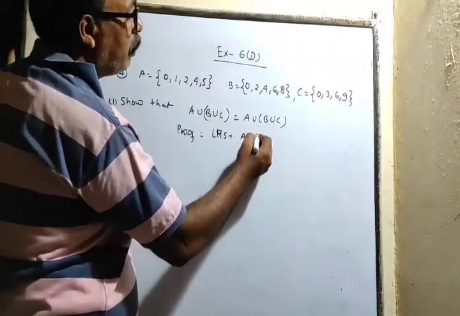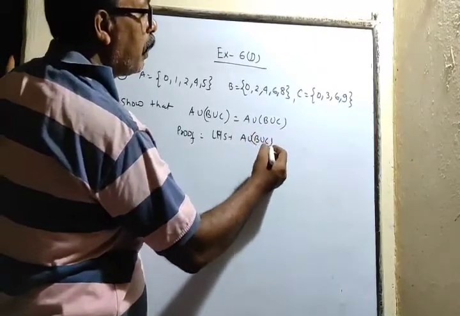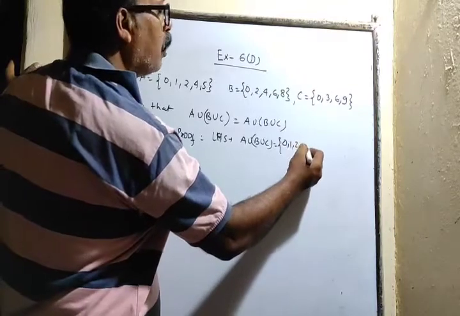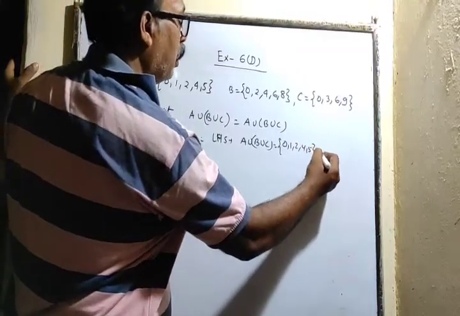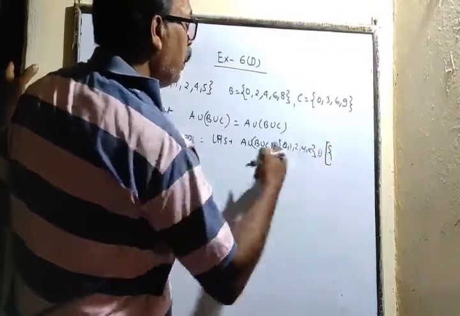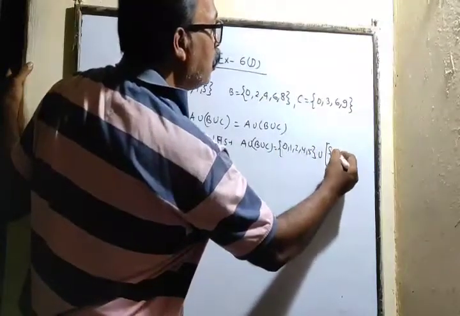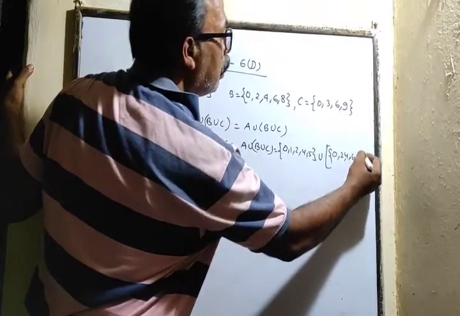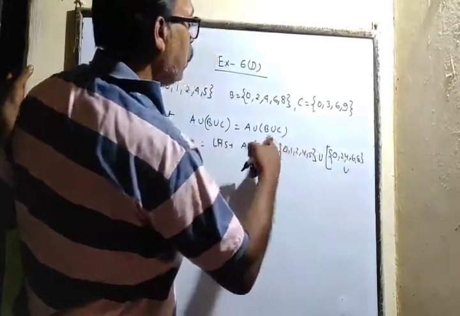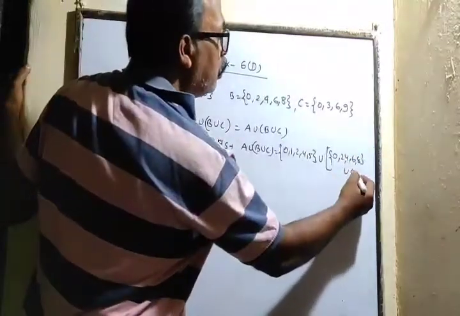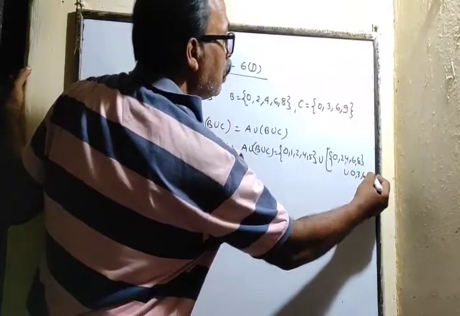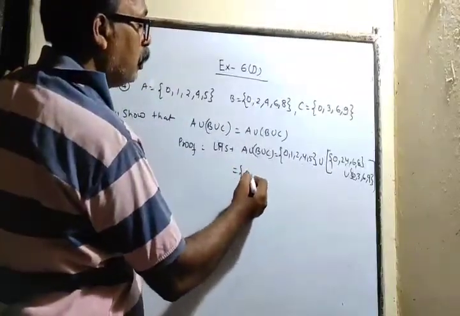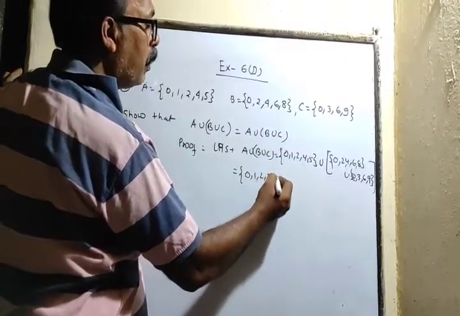At first we'll start with LHS. LHS is A union (B union C). A is {0, 1, 2, 4, 5}, and then union, in bracket, B is given as {0, 2, 4, 6, 8}, and union C is given as {0, 3, 6, 9}.